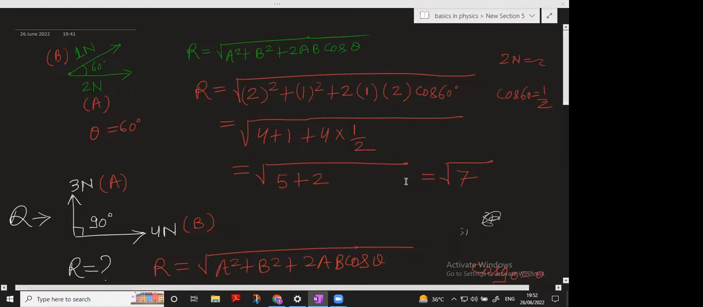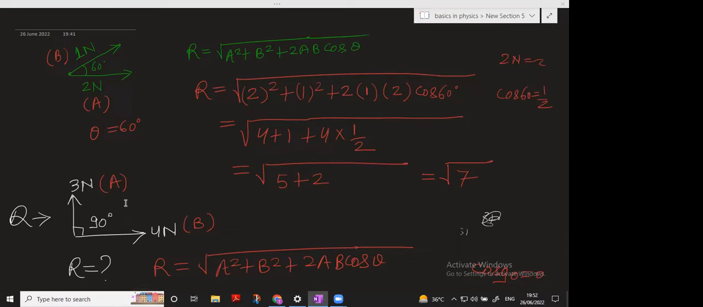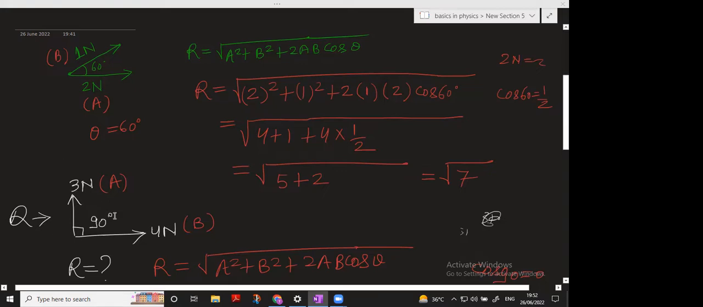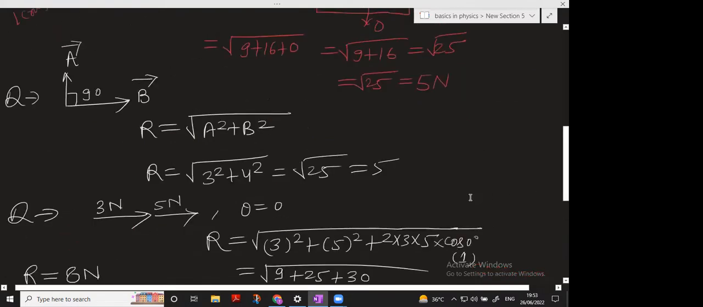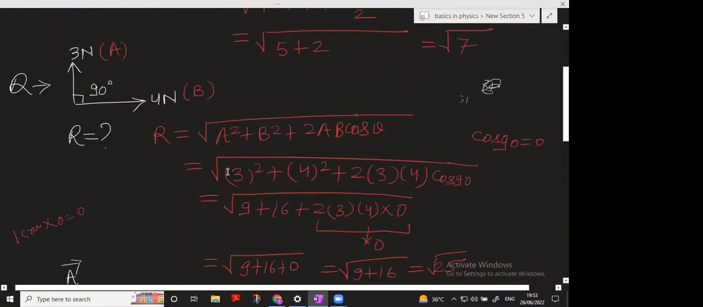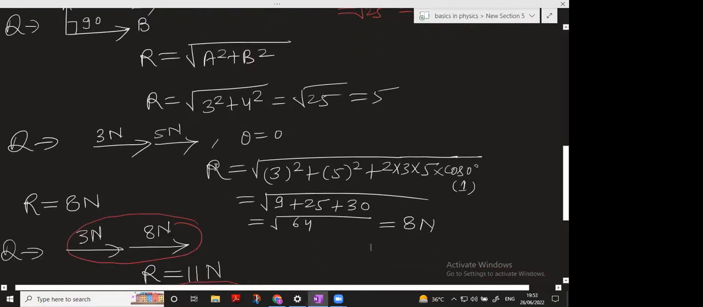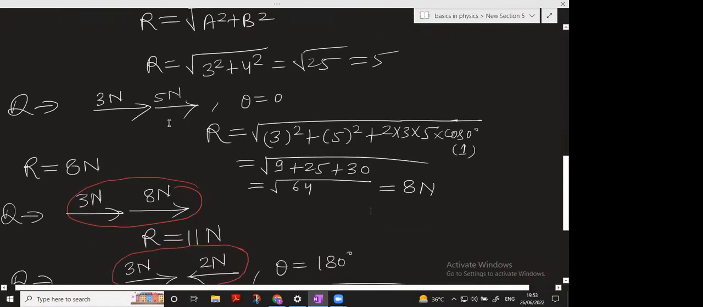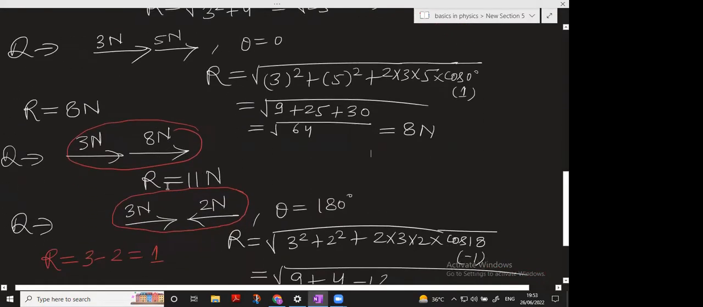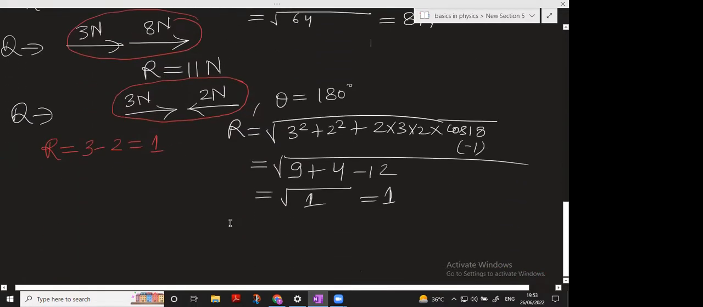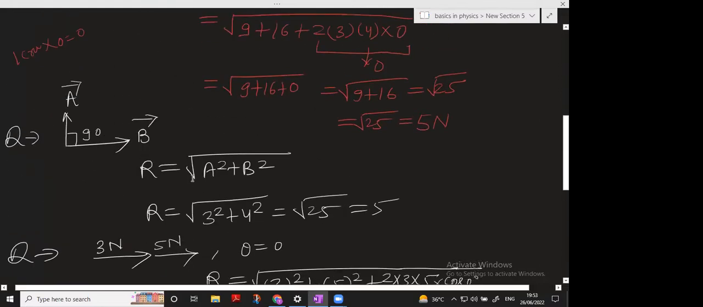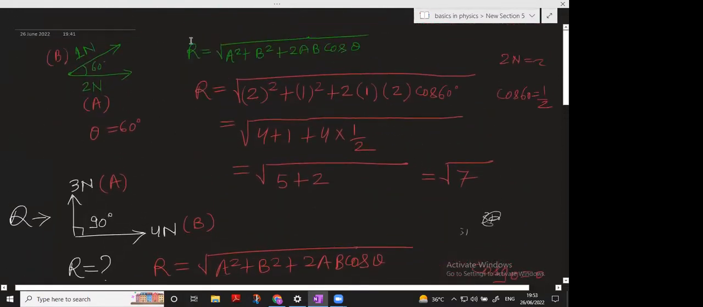Now it is easy for you, I think. If two vectors are at 90-degree angle, then you can use this formula directly, like a square plus b square. And if two vectors are like this, you can simply add them. If two vectors are like this, and you want to find the resultant, then you can subtract them. So what is the complex in this? And if two vectors are at any angle, then you should use this formula. Fine. So please note it.